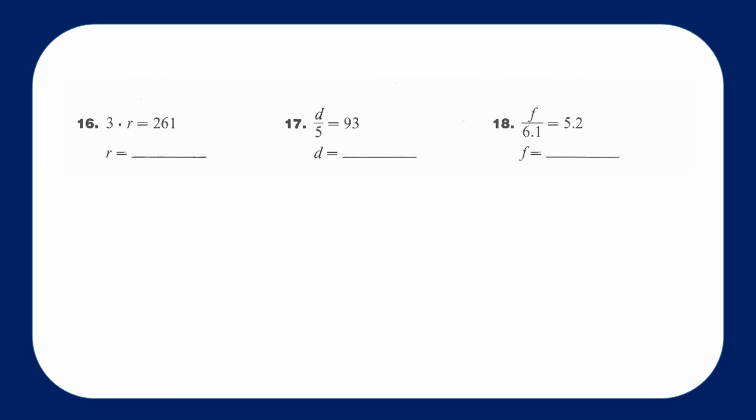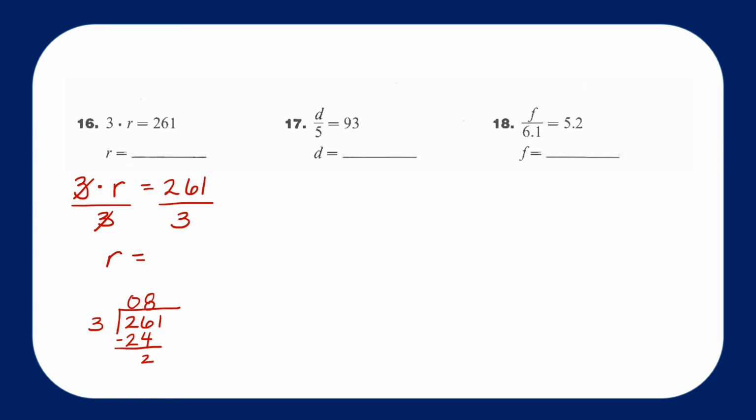Question number 16. We have 3 times R equals 261. So we're going to divide by 3, divide by 3. Cancel each other out. R equals 261 divided by 3. 8 times 3 is 24. Subtract, we get 2. Bring down the 1. 3 goes into 21 7 times, which is 21, and you have 0 left over. So R equals 87.